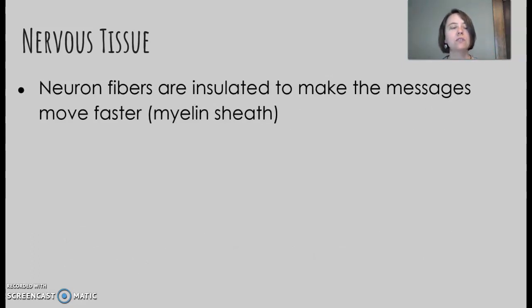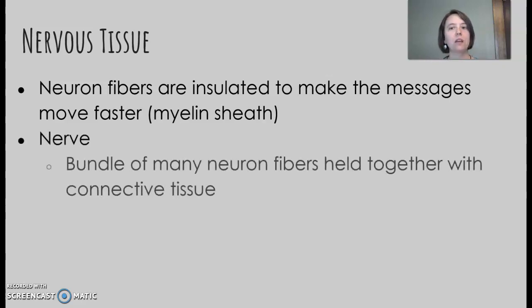So a lot of neuron fibers are insulated to make those messages move faster, just like you would insulate an electrical cord, so that the electricity goes just in one direction, it moves fast, and it doesn't seep out in all directions. And the neuron fibers are coated in fats and lipids called myelin sheath. And what is a nerve? Well, a nerve is just a bundle of a bunch of those neuron fibers that are held together with some connective tissue.